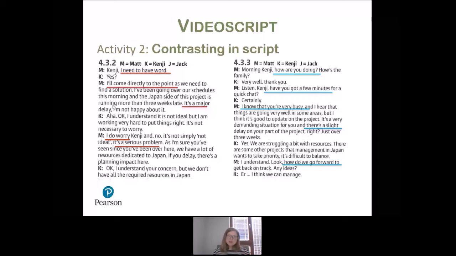the indirect approach, which he preferred in communication with this Japanese employee. If you contrast it with the red lines, I need to have a word. I'll come directly to the point. It's a major delay. I do worry. It's a serious problem. So you can see the big difference in the wording, yeah.